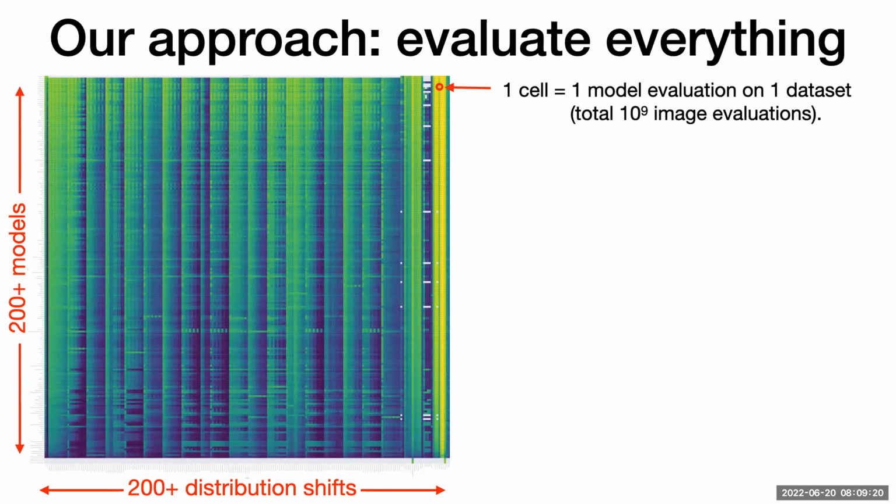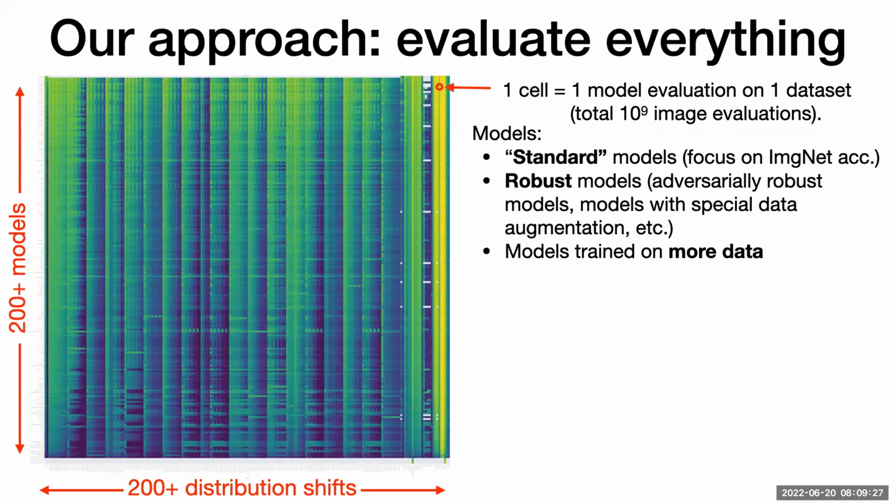To give you a bit of a sense of what's in our test bed, let's first look at the model dimension. At a high level, you can divide the models in our test bed into three different categories. We have one kind of model that we call standard models. These are ImageNet models that are trained just with the goal of increasing ImageNet accuracy. Starting from AlexNet, all of the standard ImageNet models like DenseNets, VGG, ResNets, and so on. They serve as a very useful baseline.